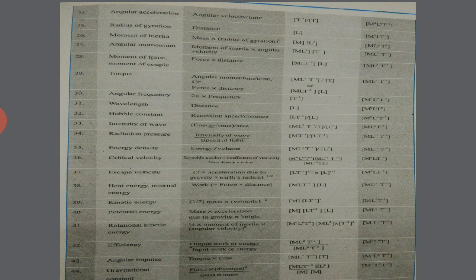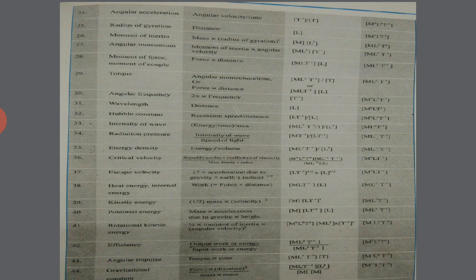So the next formula is torque, angular momentum upon time, or force into distance. Okay, angular frequency, 2 pi into f. Frequency we all know is T minus 1, and 2 pi is a dimensionless quantity. Wavelength is equal to distance. Radius of gyration is equal to distance. So they both have the same dimensional formula. Hubble constant, recession speed, we all know, it is L T minus 1 upon L.